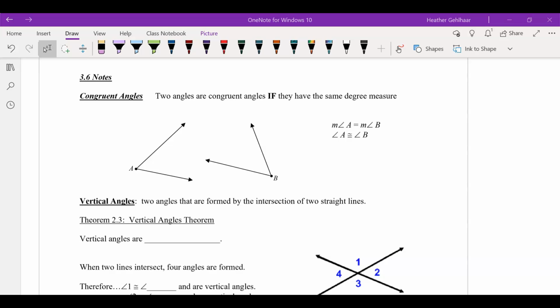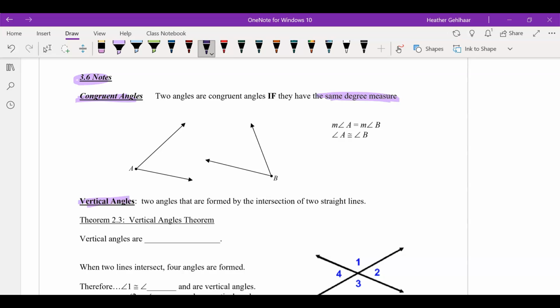Notes here, we are going to be talking about 3-6, congruent and vertical angles. Alrighty, so congruent angles. Two angles are congruent if they have the same degree measure. Okay, so they have to have the same degree measure.